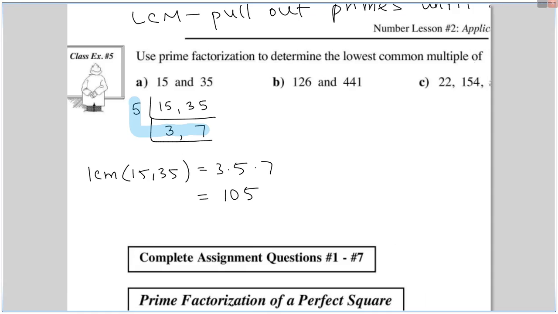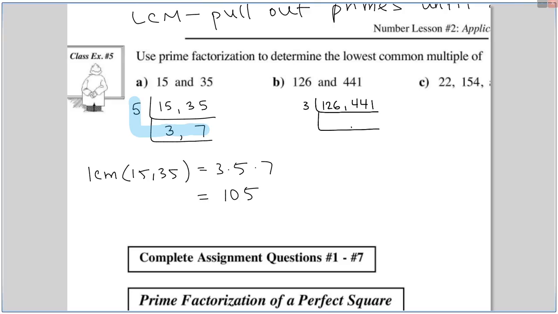Alright, let's try the next one. 126 and 441. Okay, you can't use 2 because 441 is odd. So you try 3. Divide each of them by 3. What do you get? Do they both work? You both get perfect whole numbers? Okay, so we can use 3.